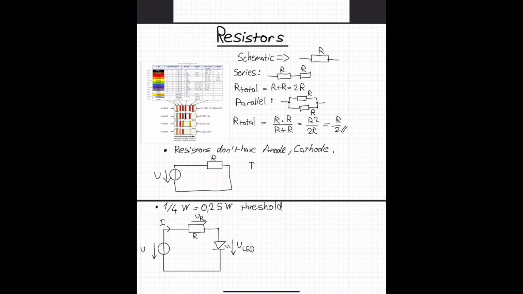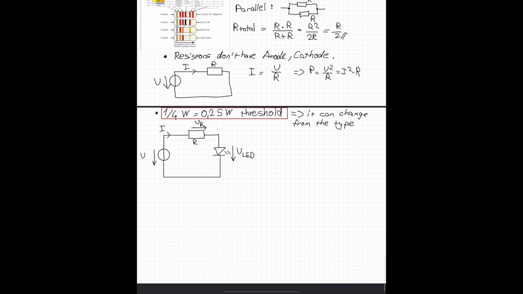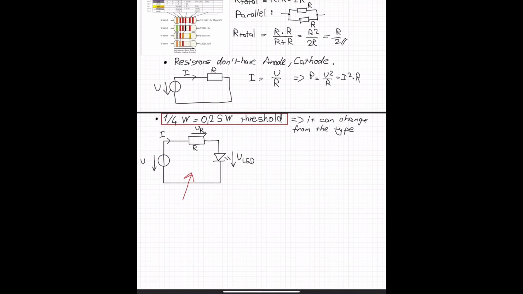So let's say that our voltage source is U, and the current is equal to the voltage divided by the resistance, and our power is equal to voltage squared divided by resistance, or current squared multiplied by the resistance. Most resistors, as I will show later in the video, have a threshold of 0.25 watts. So if you exceed this threshold, it will burn, and it can change its type. There are some resistors that can handle much more power.